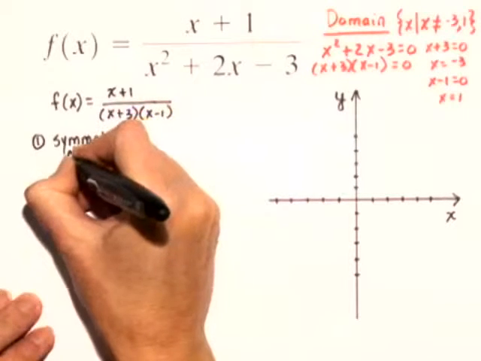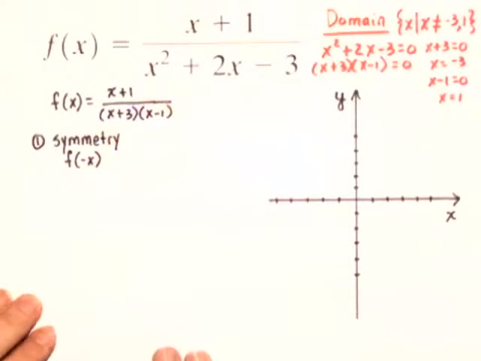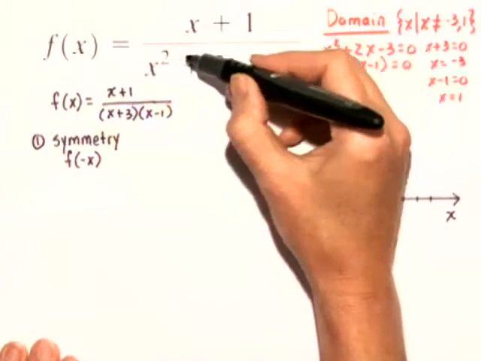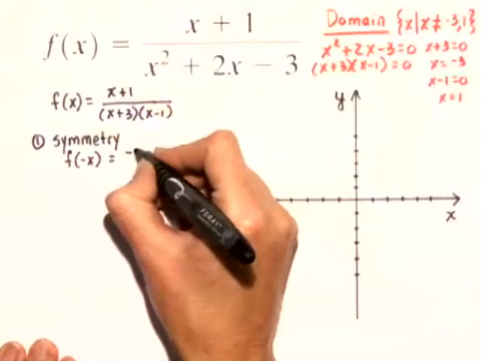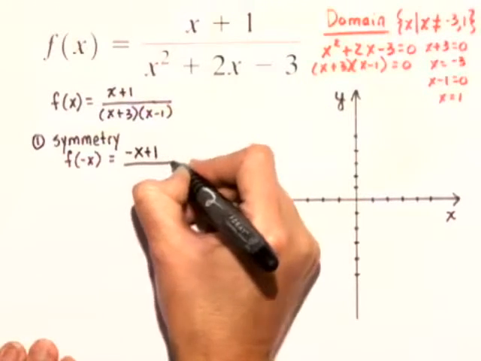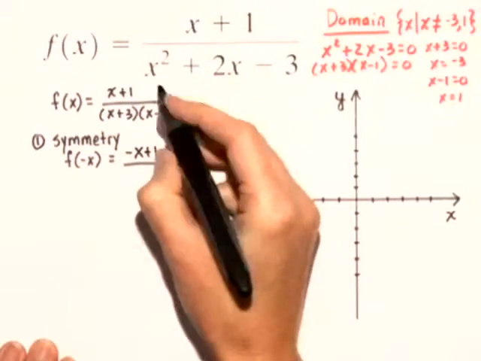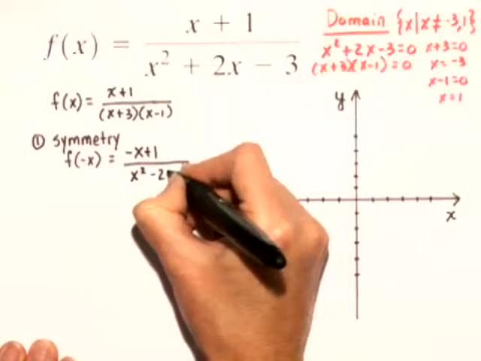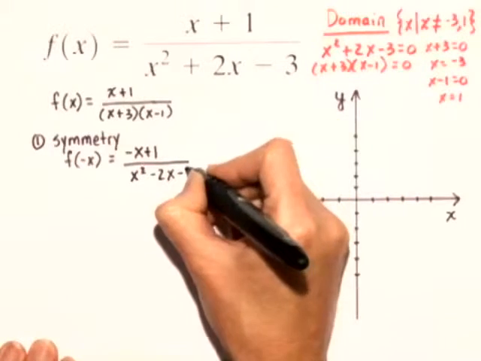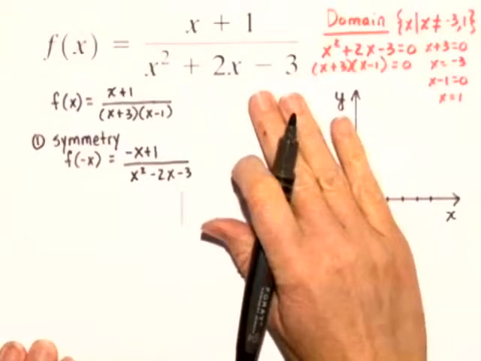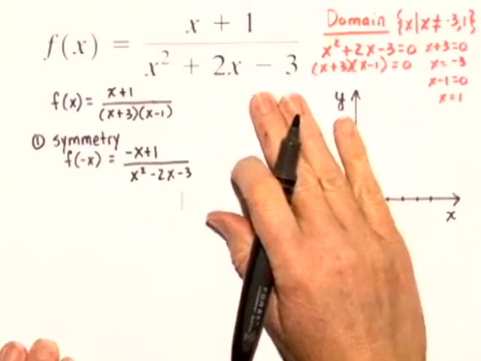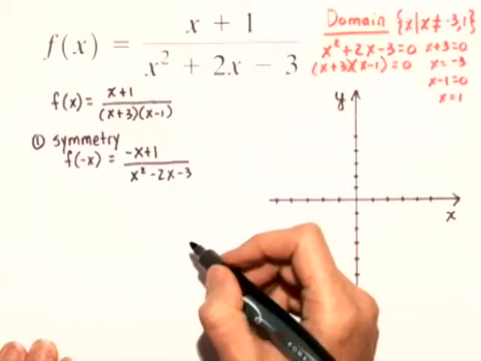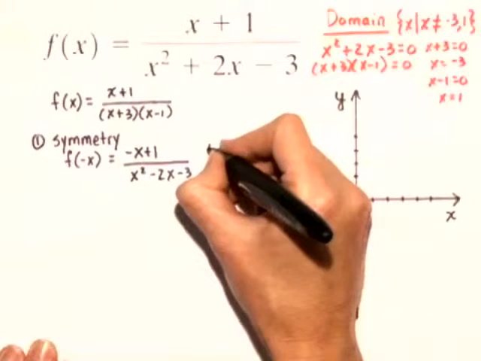Now in step 1, we want to see whether we have any symmetry. In order to check for symmetry, we're really looking for f of negative x. Let's go back to the original function for a moment. I'll substitute negative x everywhere I see an x. In the numerator, I have negative x plus 1. In the denominator, when I take negative x and square it, it's still x squared, plus 2 times negative x gives me minus 2x, and then I have minus 3. This is definitely not the same thing as my original function. It would be the opposite if each and every term were the opposite, and I don't have that case either. So we can say that there's no symmetry here.